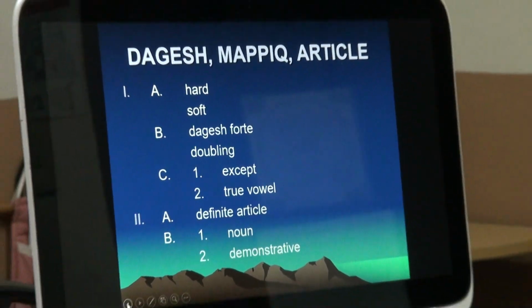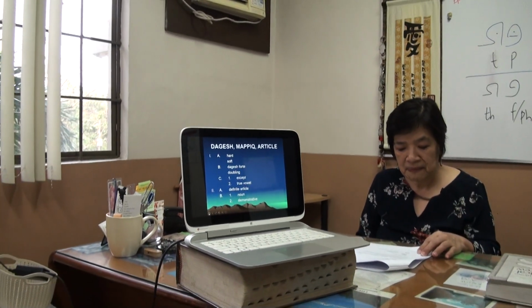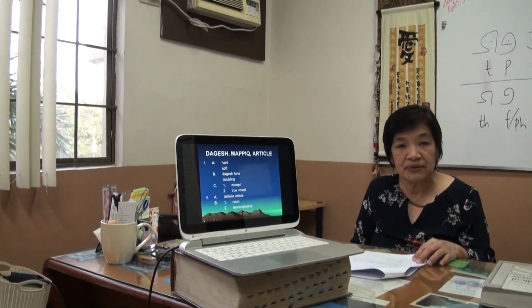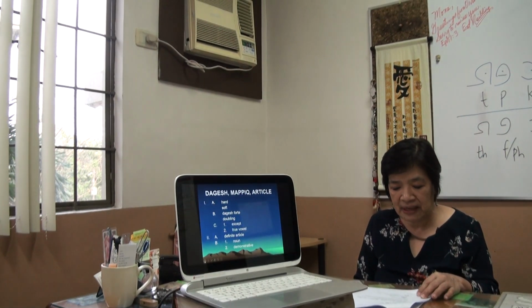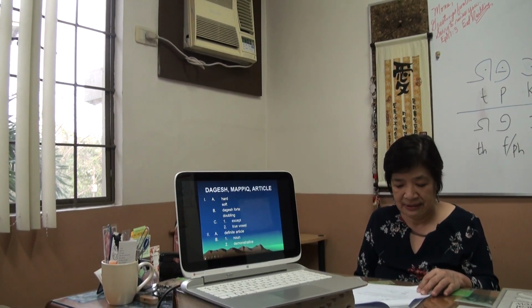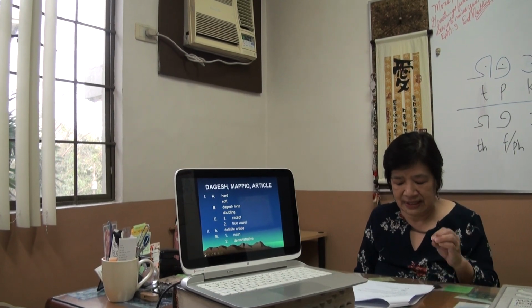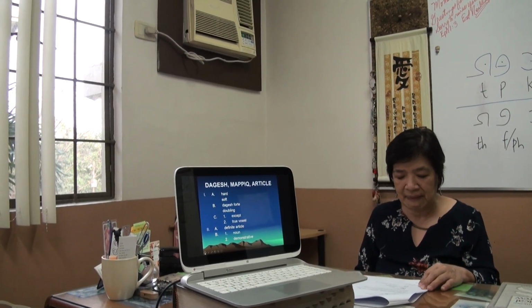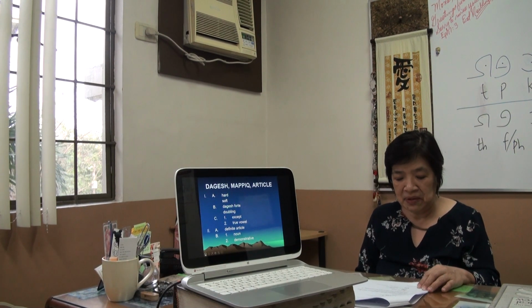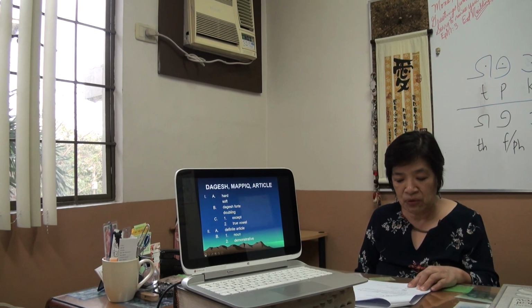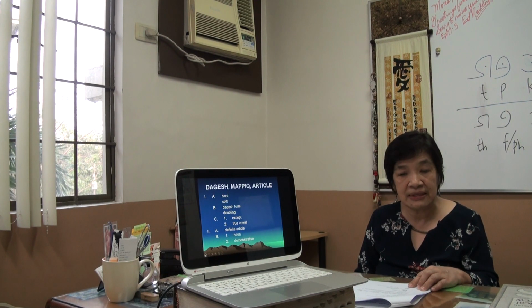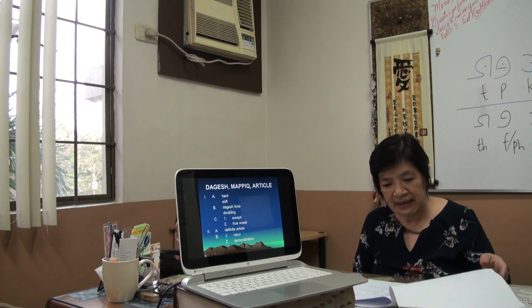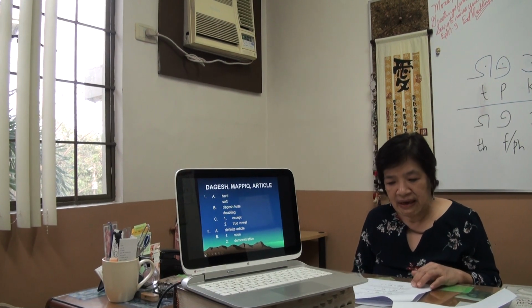So let's look at the uses of the article. Number one, it specifies the noun. So the missing word there is noun. Example would be hamelech, the king. What the article does here is specify the king, a particular noun. And number two, it stands for a demonstrative. The normal translation of this phrase here would be the day, but it can be translated as this day or today. So as a demonstrative.